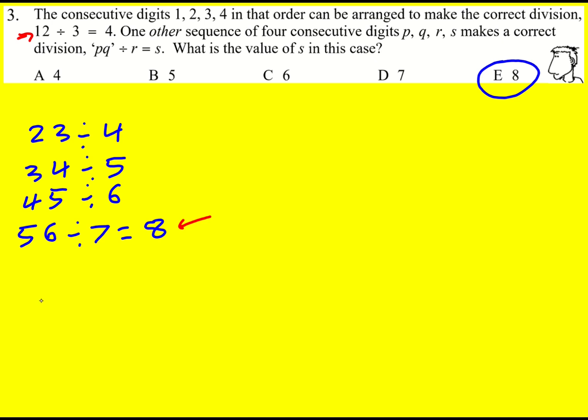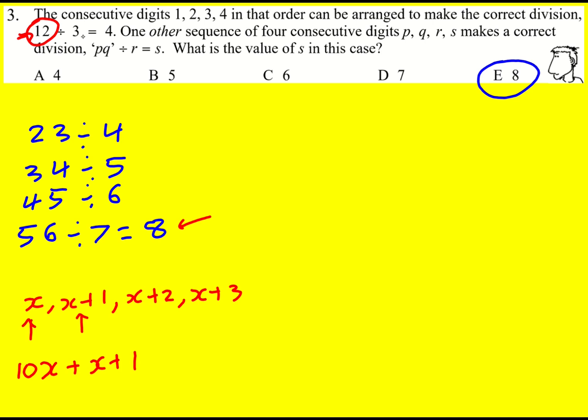So let's say we've got the digits x, x plus 1, x plus 2, and x plus 3. Those are our consecutive digits. We want to construct this number where this is actually the tens digit and this is the units digit. So that means we're going to get 10 lots of x, just like we had 10 lots of 1 here to get the 12. And then I'm going to be adding x plus 1. That's going to be the number that I'm dividing.